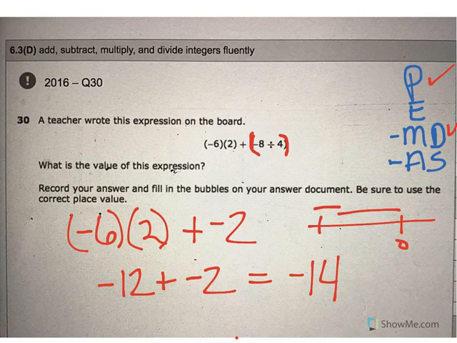Okay. So if I were to bubble this in, I would make sure that I put this in the ones place, this in the tens place, and you're going to have 2 bubbles on the far left, one's positive, one's negative. Make sure if your answer is negative, bubble in that negative dot. So again, the answer to this one was negative 14.